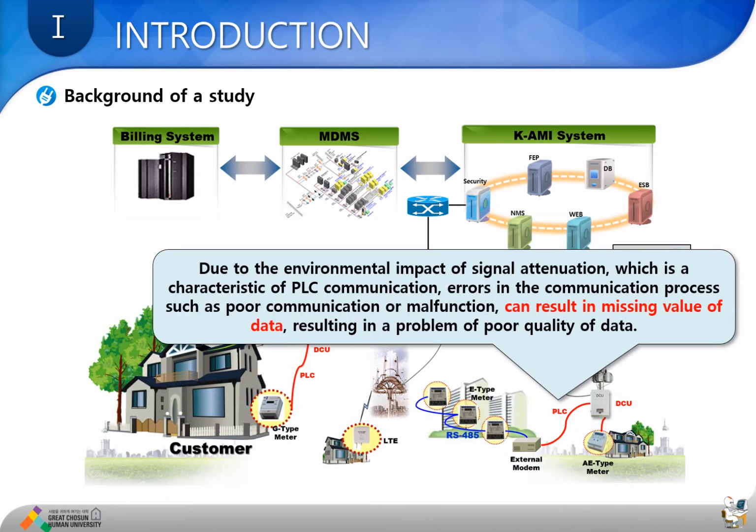The communication equipment that constitutes AMI, especially in Korea, uses more than 90% of the power line communication network. Due to the environmental impact of signal attenuation, which is characteristic of PLC, communication errors in the communication process, such as poor communication or malfunction, can result in missing values of data, resulting in a problem of poor quality of data.